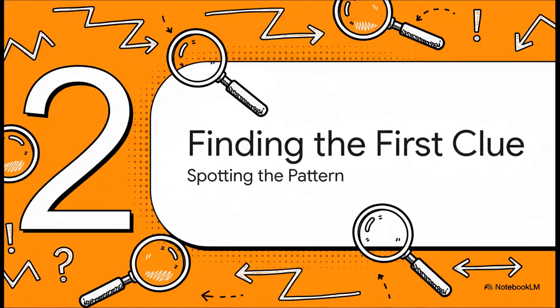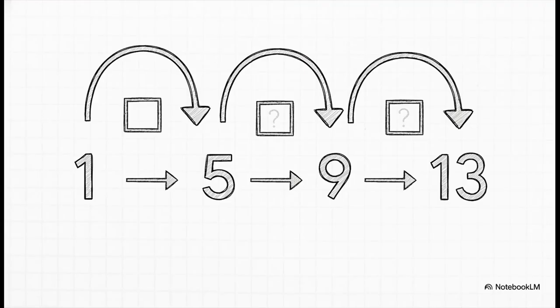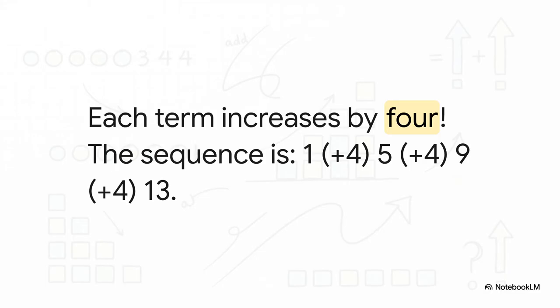All right, time to put on our detective hats. First step, we need to find that jump between the numbers, what mathematicians call the common difference. We're going to start by just looking for the most obvious pattern. So take a look at the sequence. How are we getting from 1 to 5, and then from 5 to 9, and you guessed it, from 9 to 13? What's going on here? What's the link? Aha! And there it is. You see it, right? Each number is jumping up by 4. It's a constant, a predictable +4 every single time. And just like that, we found the first piece of our code.